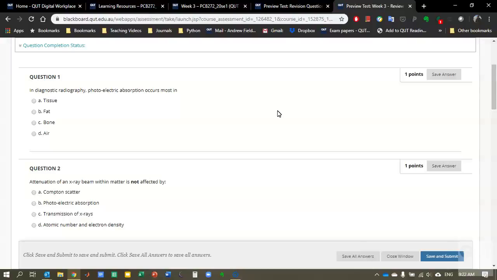Bone is made up of a number of constituent atoms and elements, and its average effective atomic number is more significant than tissue and fat, and certainly air, or at least air is not a very dense material, so that's why we don't get a lot of photoelectric absorption in it. So the answer here is C in this case, for bone.